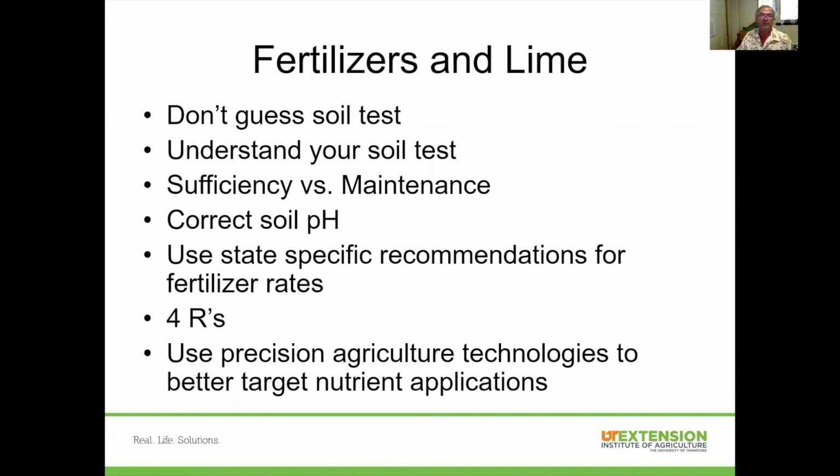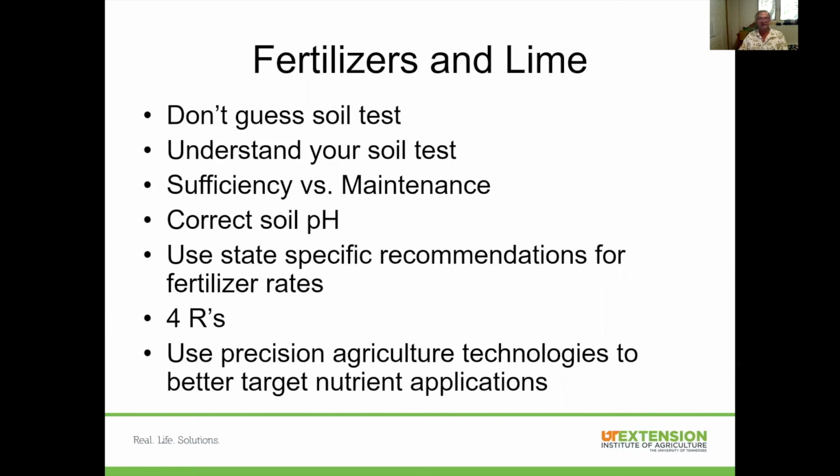The other thing is, it's very important to understand what your soil test is recommending. I will say that the University of Tennessee always will recommend a sufficiency approach to recommending nutrients. So we're only going to recommend nutrients that are going to be sufficient to give you a yield response. We're not going to suggest that you maintain high soil test values if you're not going to get a yield response. Correcting soil pH is a very, very important thing. That's something that you get from the soil test report.